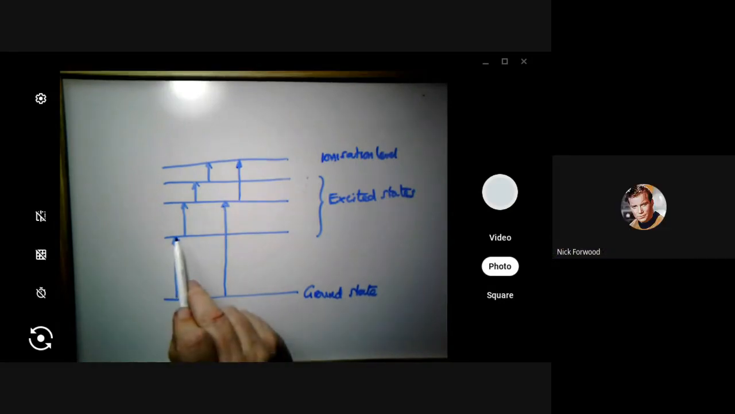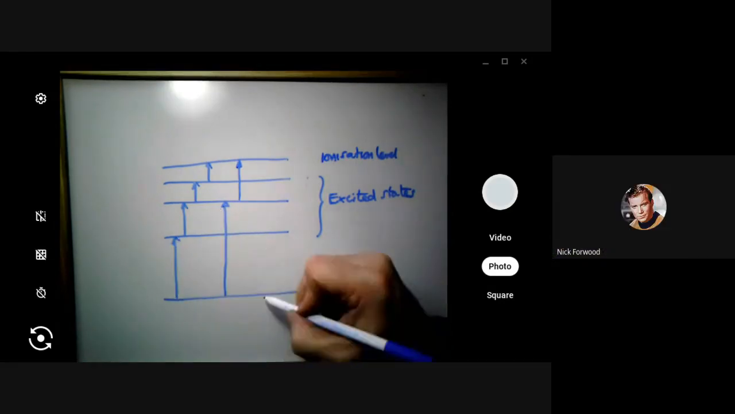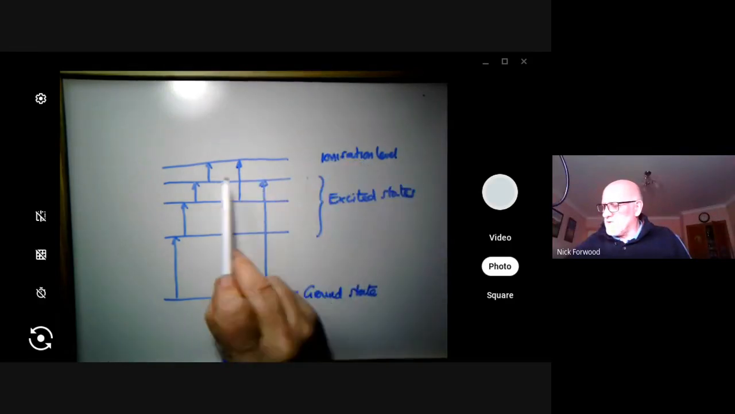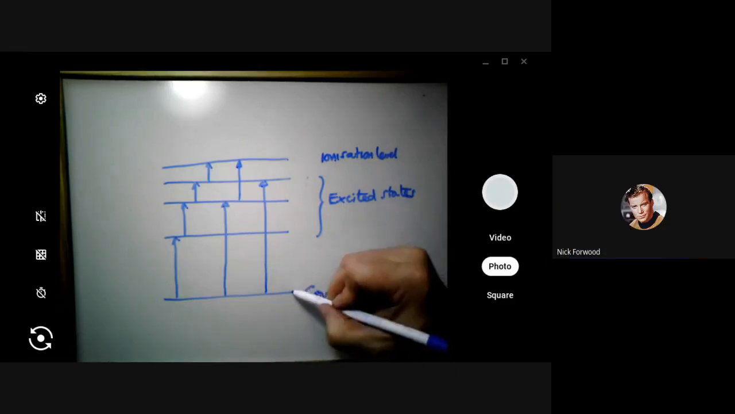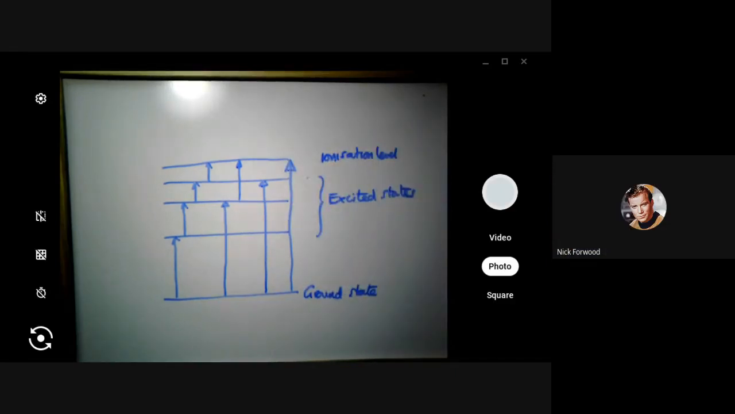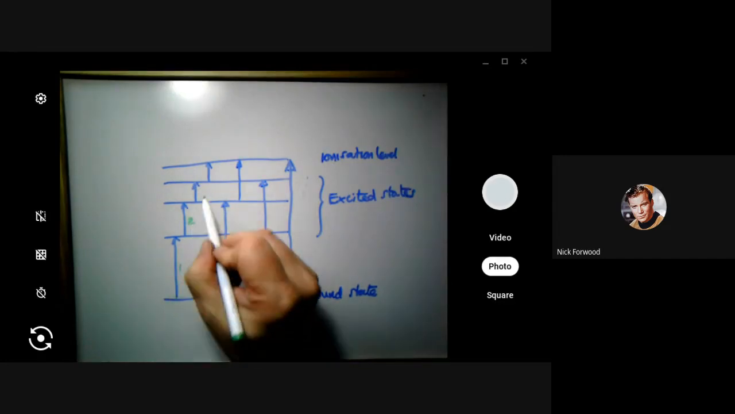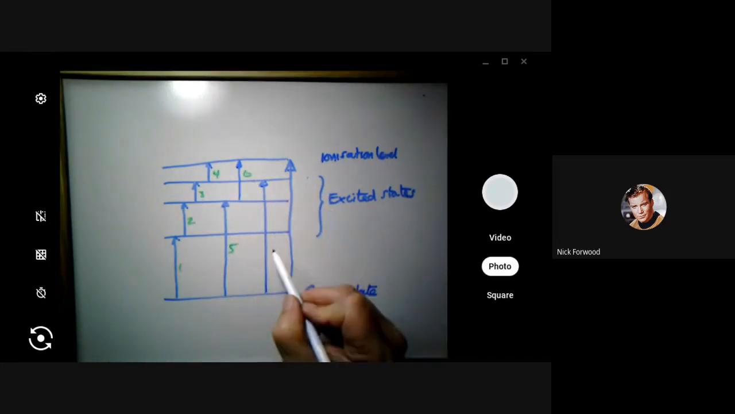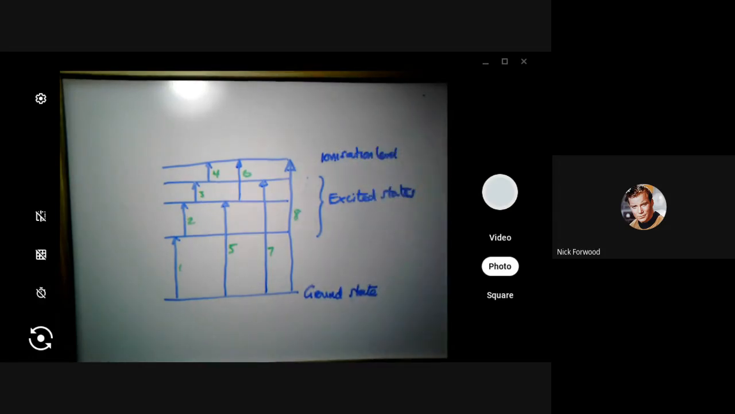This is my first one. This is my second one. Here you go. I can go to there, and then I can transfer back to that one. And lastly, I can do the whole thing all in one. And how many different steps are there? 1, 2, 3, 4, 5, 6, 7, 8. There are 8 ways of getting to the surface level, the ionization level, if I've got an excited state.